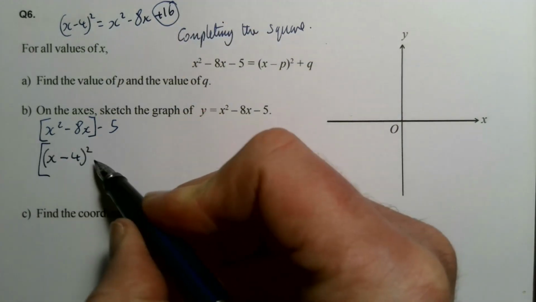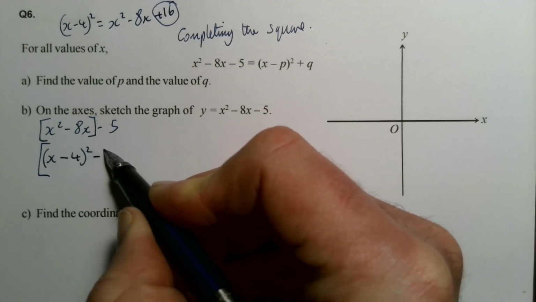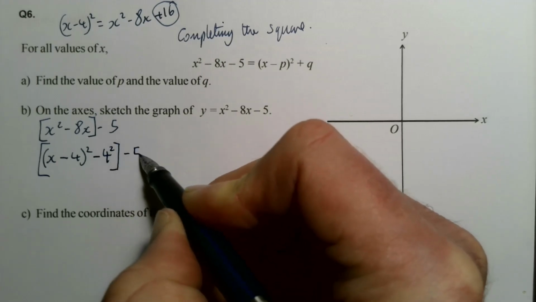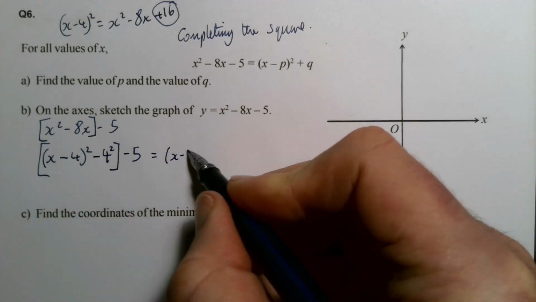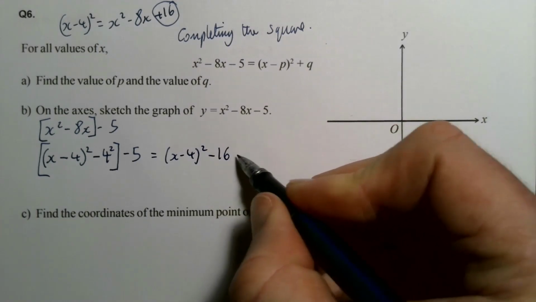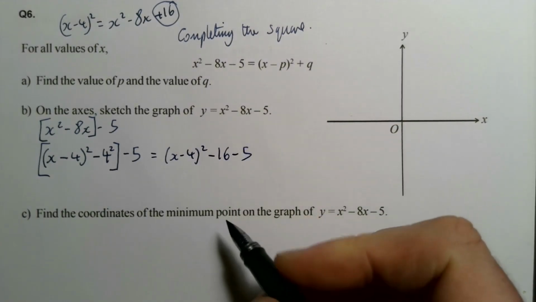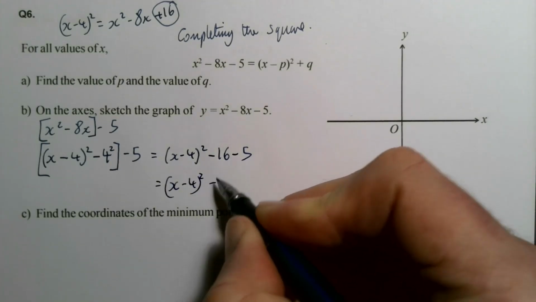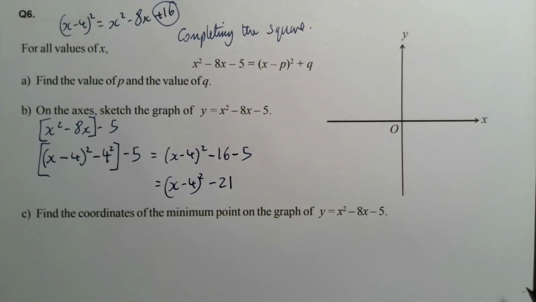So I'm going to say I need to take that 4 squared away, but then I've still got the minus 5. Then I'm going to say, right, well, what is that? That's x minus 4 squared. 4 squared is 16. Take 16 and take 5. What do I get if I take 16 and then take 5? 16 plus 5 is 21, so I get 21 that I'm taking away.